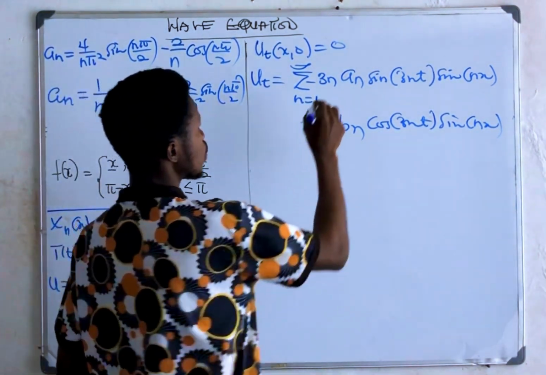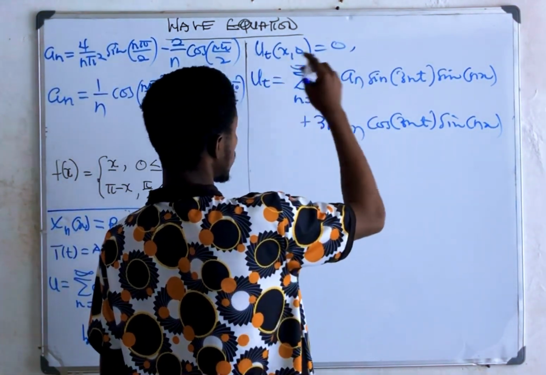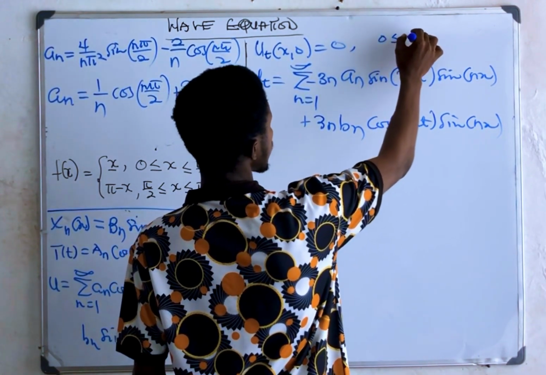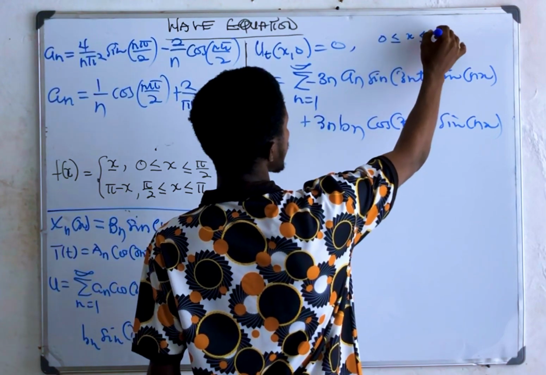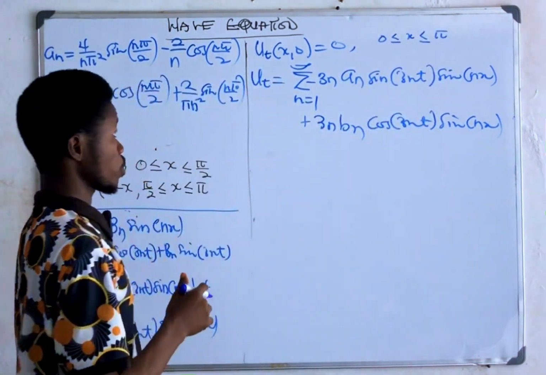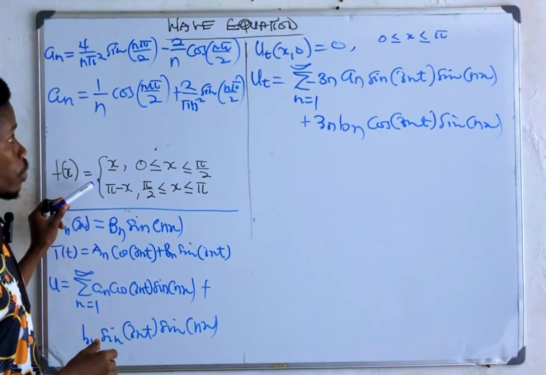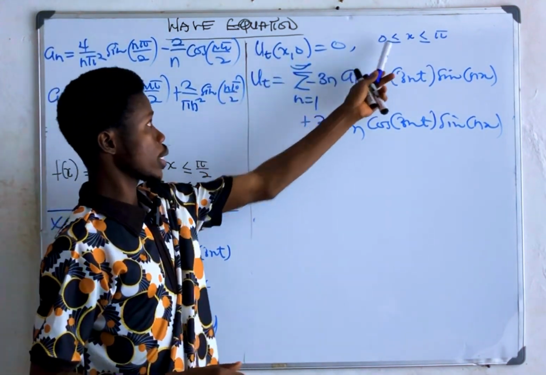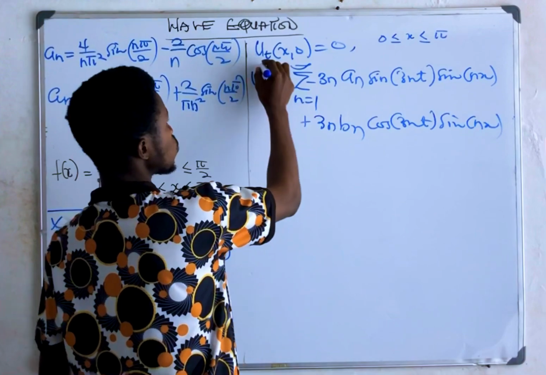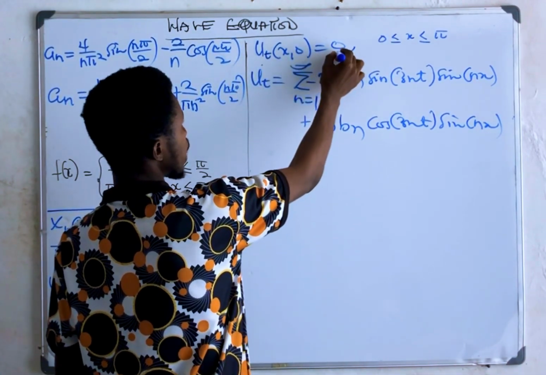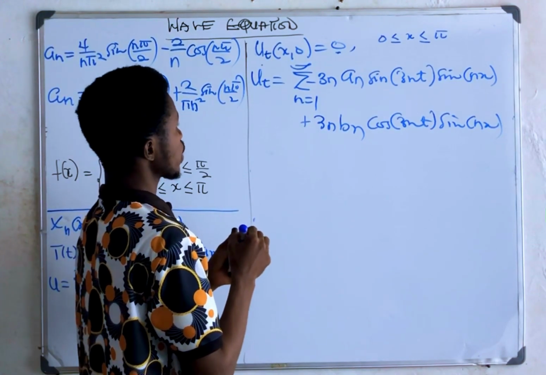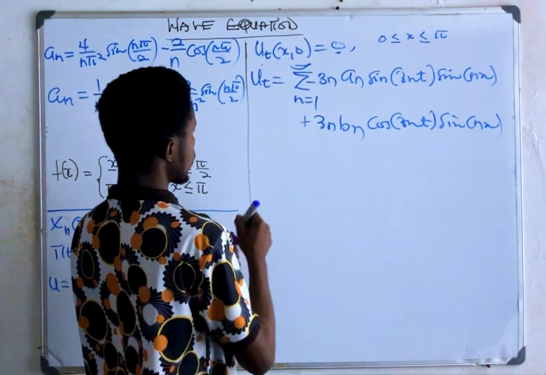Here too, this thing was given to us as 0 is less than or equal to x less than or equal to pi. That was what was given to us. Here we are not using this one. Okay, it was given to us like this. This u subscript t equals 0 means the f of x is 0. You have to know that. But before we even start that, u subscript t is 0, so let me put 0 there.